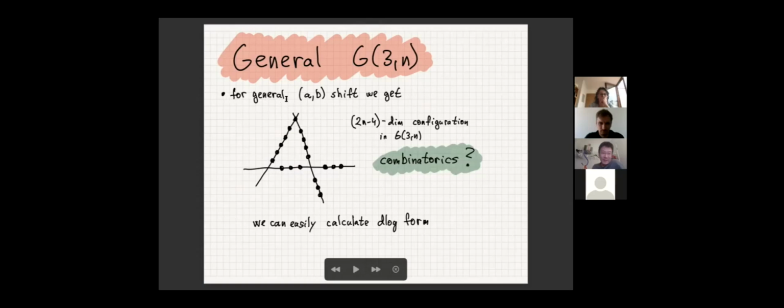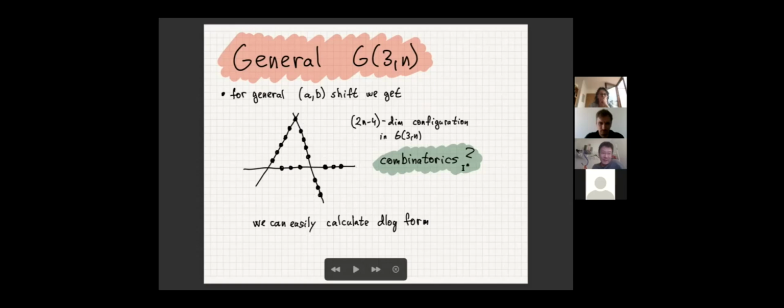And for the general AB shift, so I just did this minimal shift 1 and n-1, we always get these 2 and 4 dimensional configurations in G(3,n), and they basically all are associated with these geometries. Yeah, so points on 3 lines, but there are points on 2 of the lines which are on the other side of this intersection point. And we can easily calculate their D-log forms.